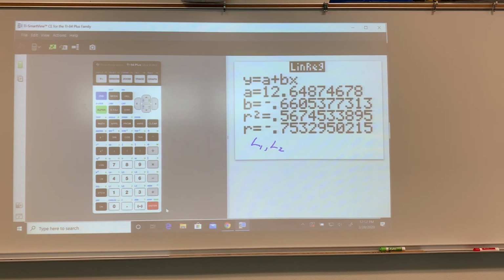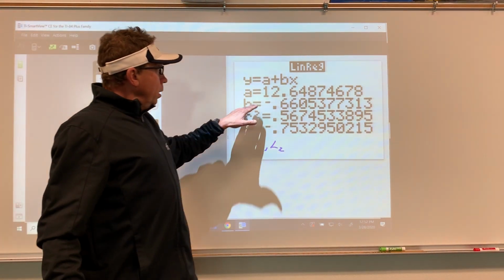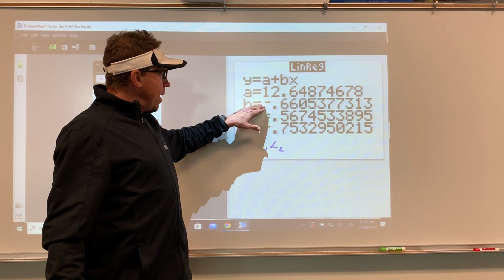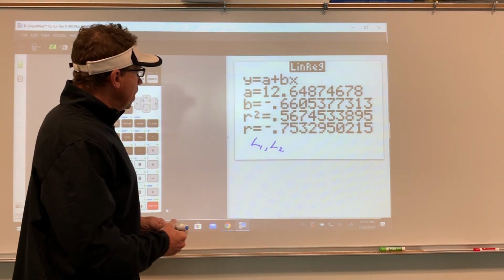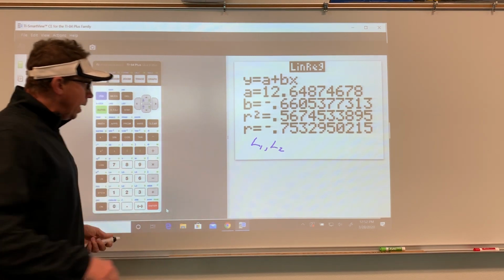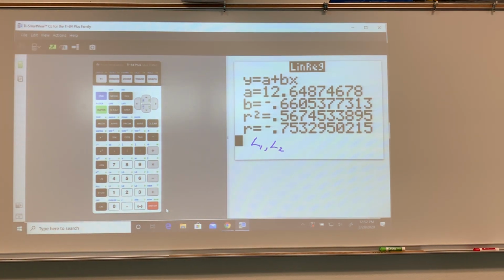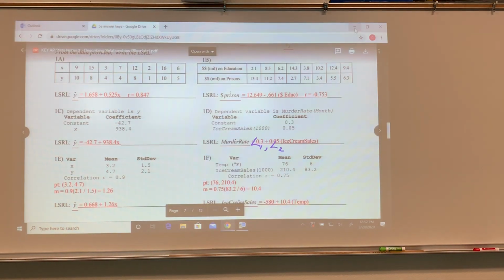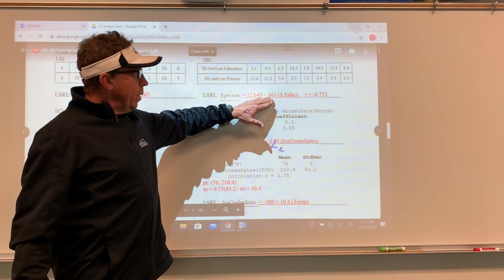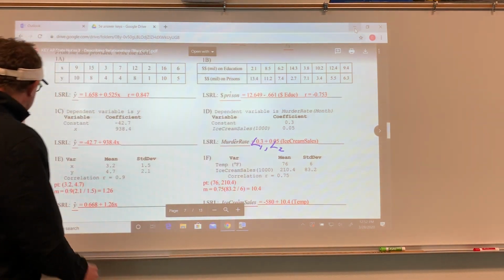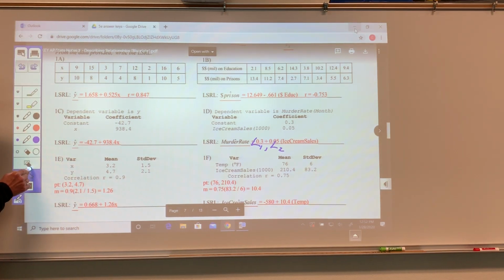And as you can see, that matches what we had on the answer key. 12.6 million minus 0.661 times x. Okay? So you can go back to the answer key, and you can see how I got that. All right? So there you have it. Okay, that is a really easy way to do this. Okay, so that's simple, how to find the line off a calculator.